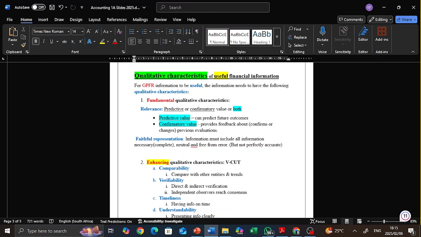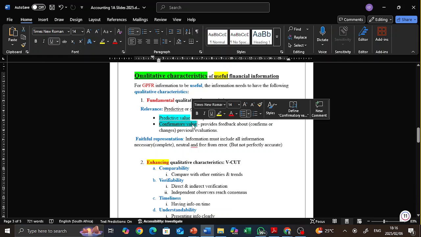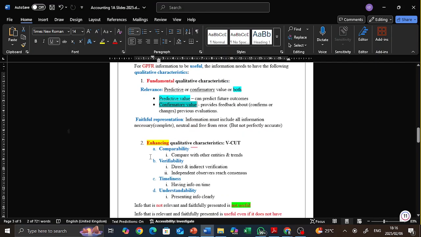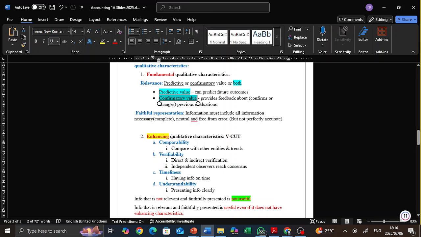So does that make sense? That's how financial statements can be predictive and confirmatory. It provides feedback about our history. A financial statement presented in 2022 needs to be built on the information from 2021. That's confirmatory. The information that we are seeing in 2022 is confirmed by the events that happened in 2021. Okay? Great. Faithful representation, which is the second fundamental qualitative characteristic.